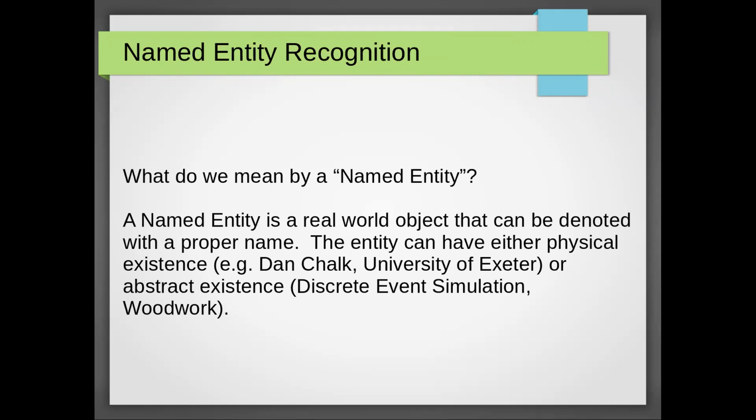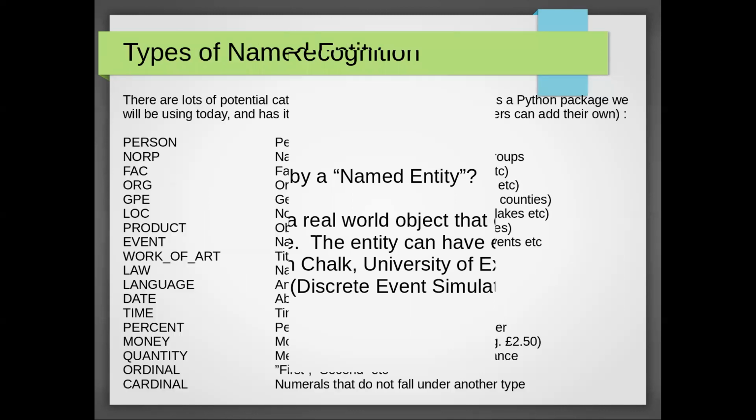Now, let's just remind ourselves what we mean by a named entity. A named entity is a real world object that can be denoted with a proper name. And it doesn't necessarily have to physically exist, although it may. So things like me and the University of Exeter are both, hopefully, in physical existence. But it might be something that has more abstract existence. So something like discrete event simulation would be a named entity with an abstract existence. You can't physically hold it or touch it, but it exists in an abstract sense. Something like woodwork, for example, would be another example. But they'd both be considered to be named entities.